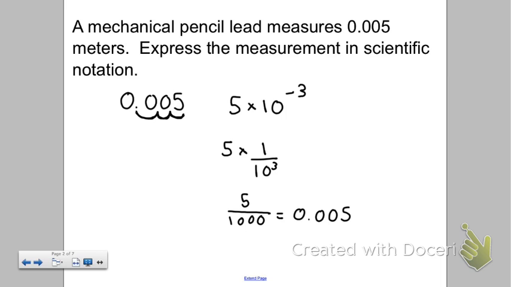If I did 5 divided by 1,000, I would end up with 0.005. So it is the opposite of what you would think. If I am moving my decimal to the right, my exponent is going to be negative. If I move my decimal to the left, my exponent is going to be positive.